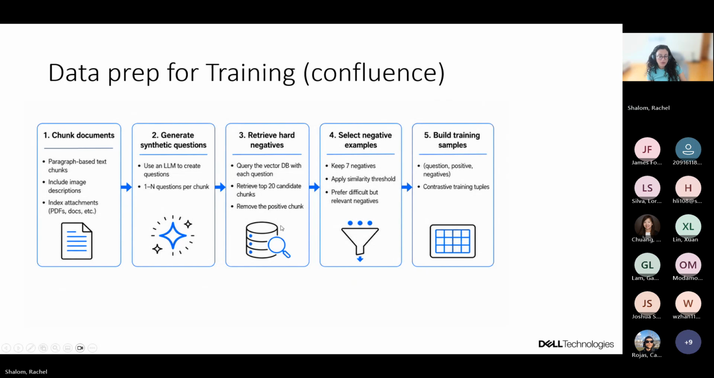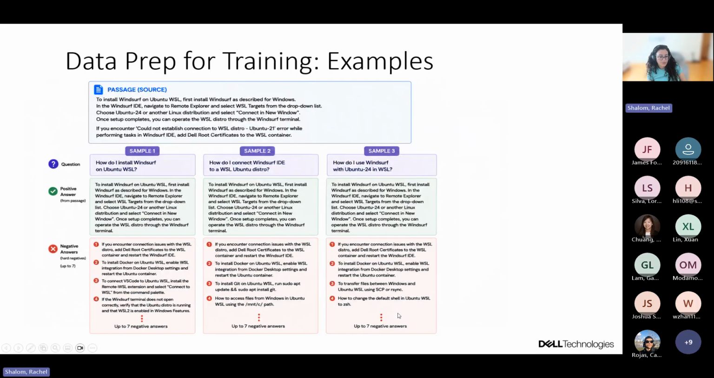Then out of it, we kept 7 negatives and built a sample. A sample would be a question, a positive, and 7 negatives. And let me show you an example, okay?